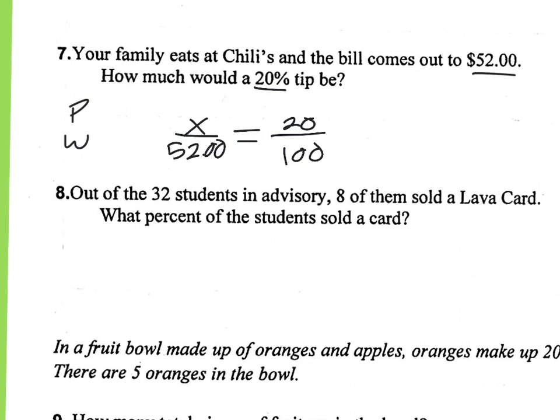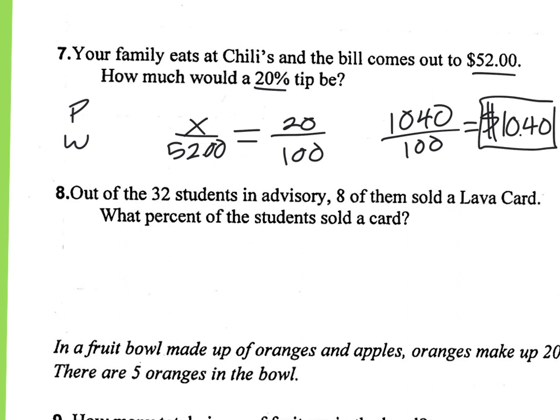So I'm going to go 52.00 times 20, and I get 1,040. I'm going to write that down so I don't forget it. And then I'm going to divide by 100. Well, when I divide by 100, I move the decimal 2 places, so I get $10.40. So if I wanted to leave a 20% tip, and the bill was this, that's the tip that I would give, is $10.40.